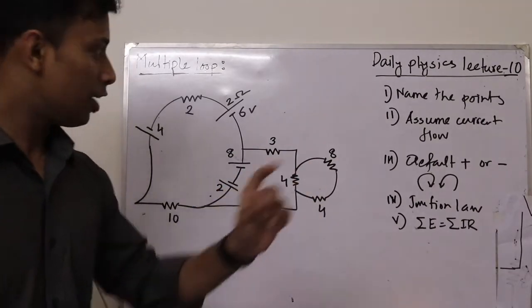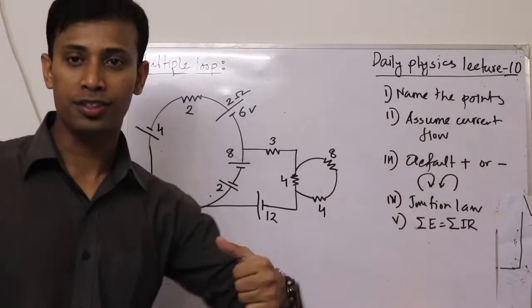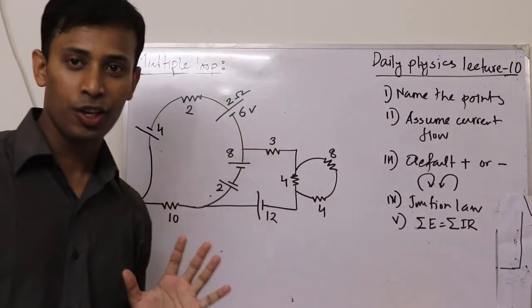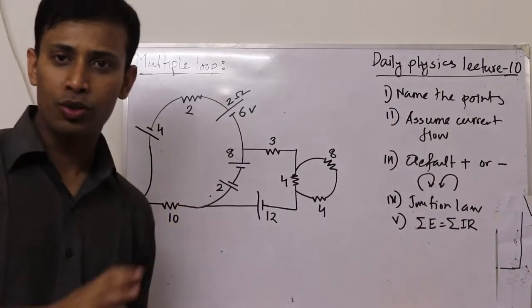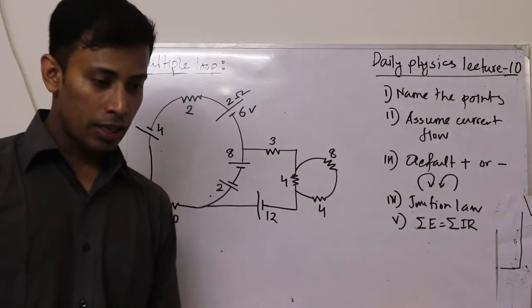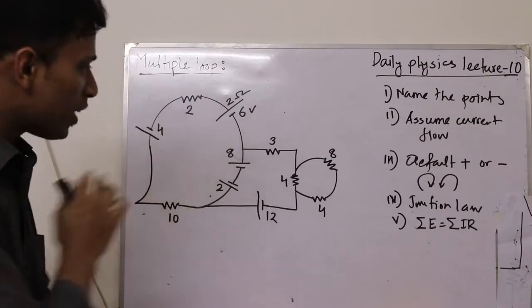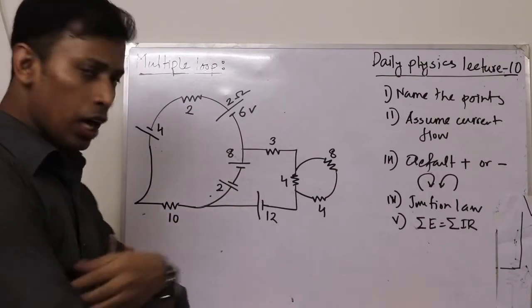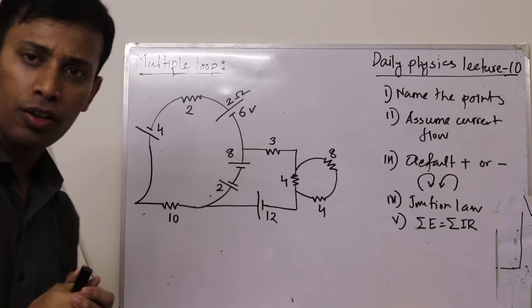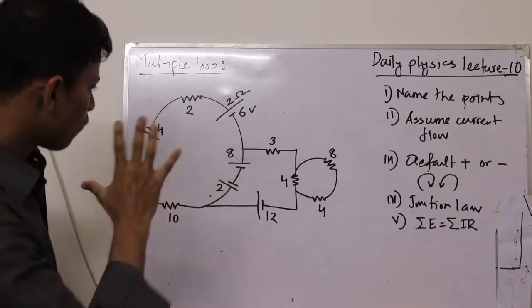Let's name those points. I will do it later. When you see something weird like this, just try to simplify it. Is it possible to simplify this circuit without applying Kirchhoff's law? Look at this circuit. This is very beautiful.